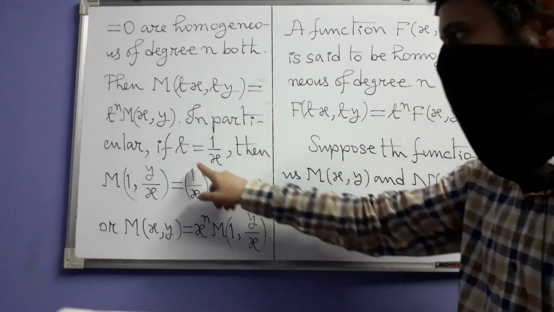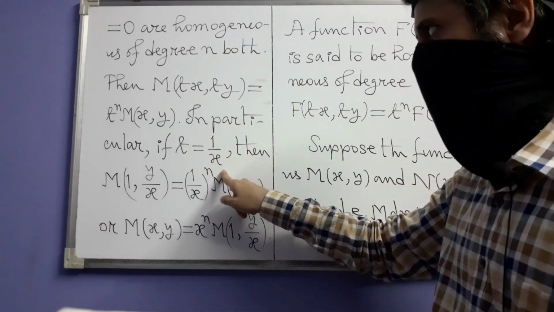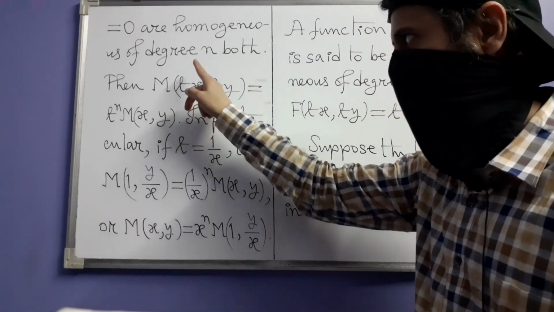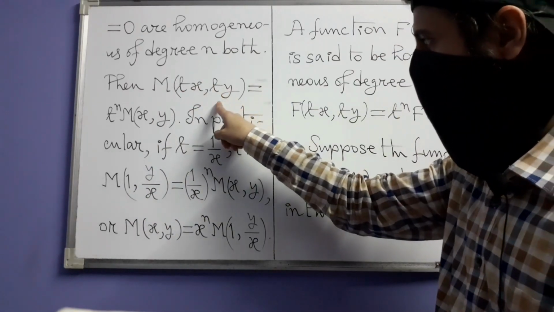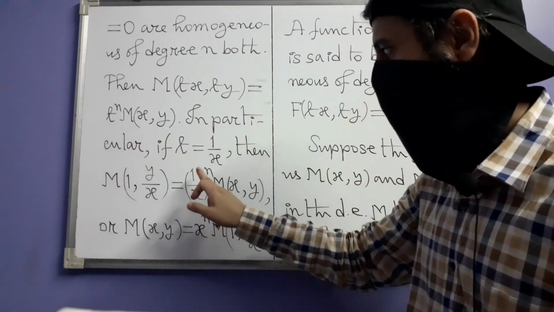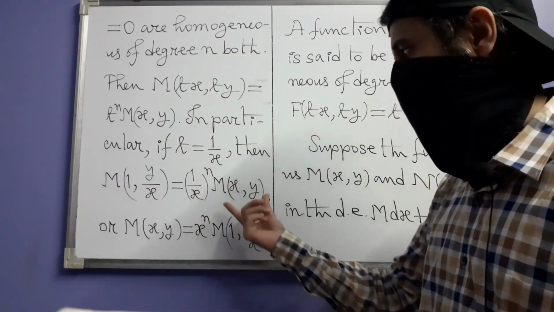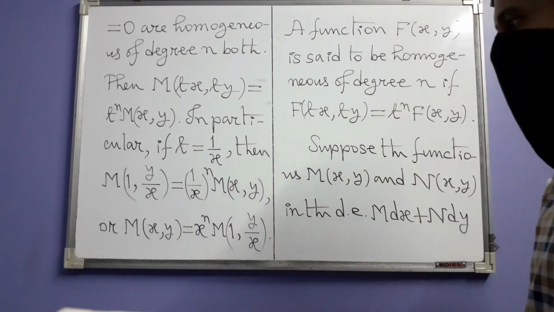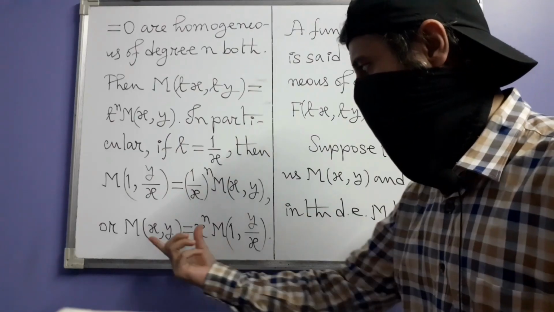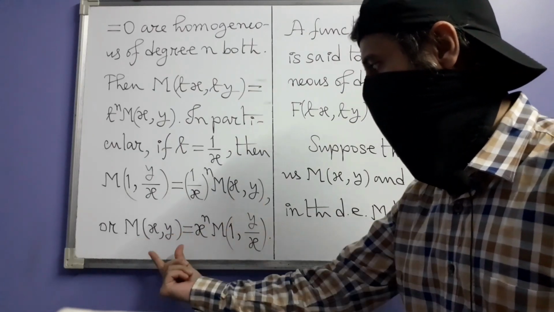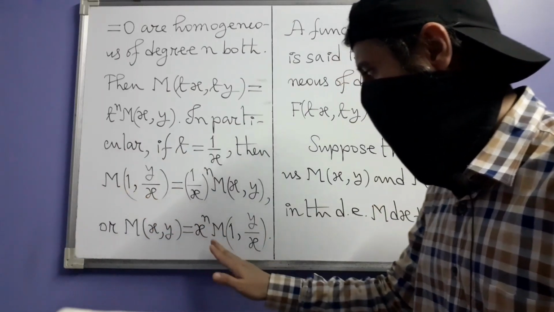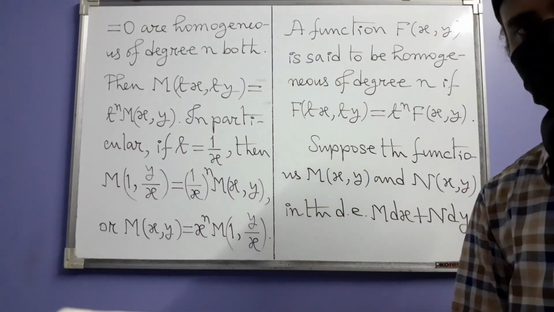In particular, if in place of t you take 1 divided by x, what will happen here? You will get 1 because this is tx and t is 1 divided by x. Here you will get y divided by x. Here you will get the nth power of 1 divided by x, and this of course is just m of x comma y. If you multiply both sides by x to the power n, this is what you get: m of x comma y equals x to the power n times m of 1 comma y divided by x.